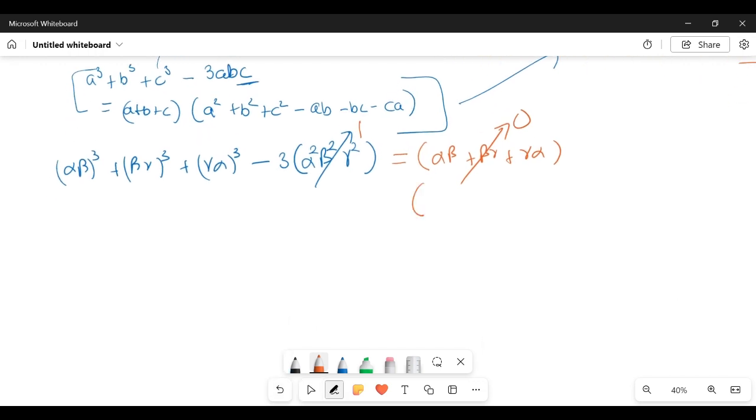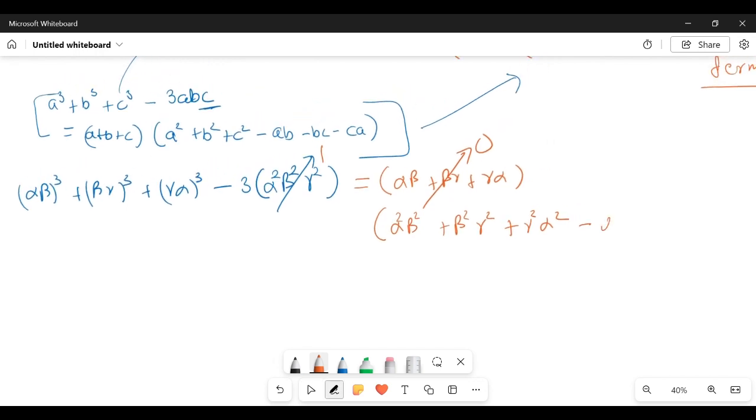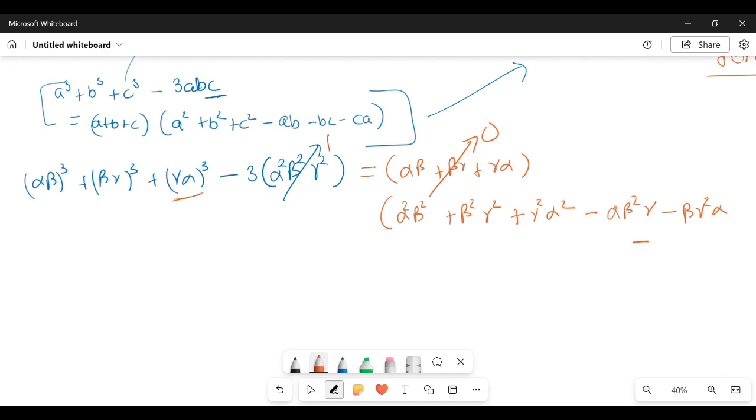So this would be alpha square beta square plus beta square gamma square plus gamma square alpha square minus A into B, that is alpha beta square gamma. Then there is minus BC and minus CA. So BC is beta gamma square alpha, and CA, where the value of C is gamma alpha and the value of A is alpha beta, would be gamma beta alpha square.